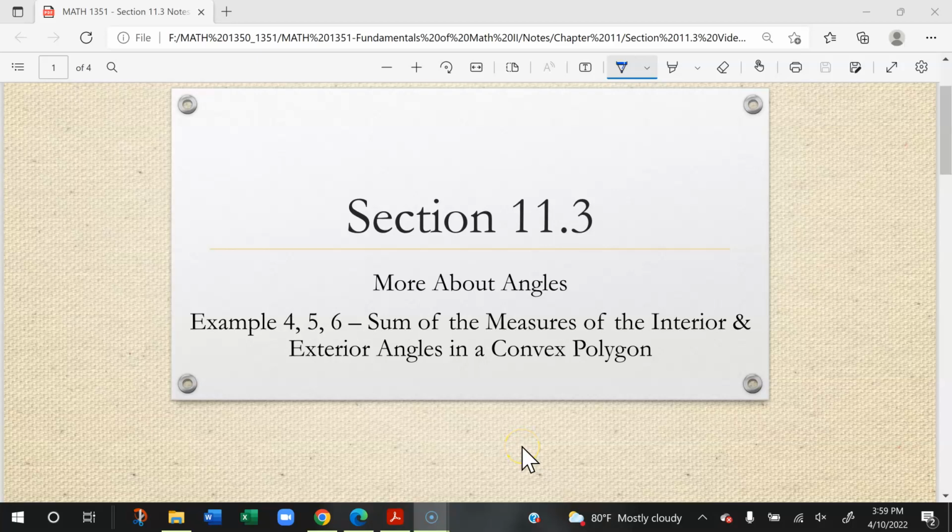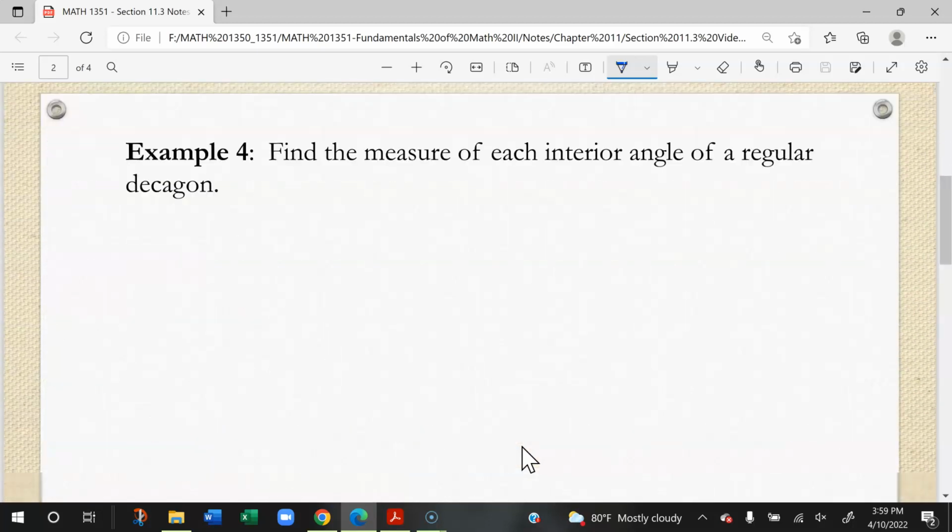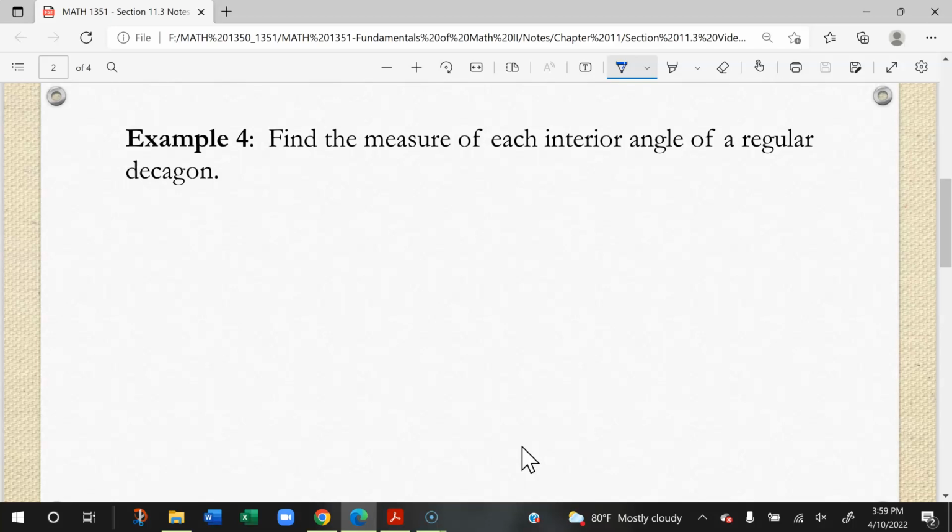Okay, let's look at an example for measuring the interior and exterior angles of a convex polygon. If you recall earlier, we decided that n minus 2 times 180 degrees would give us the sum of the interior angles, and exterior angles always added up to 360. So we want to find the measure of each interior angle of a regular decagon.